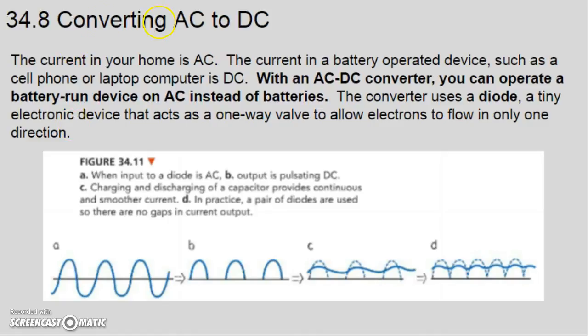And we can actually convert alternating current to direct current. The current in your home is alternating current. That's what you plug into. The current in a battery-operated device, like a cell phone or laptop, is DC. So with an AC or DC converter, you can actually operate a battery-run device on alternating current instead of batteries. The converter uses what's called a diode, a tiny electronic device that acts as a one-way valve to allow electrons to flow only in one direction.